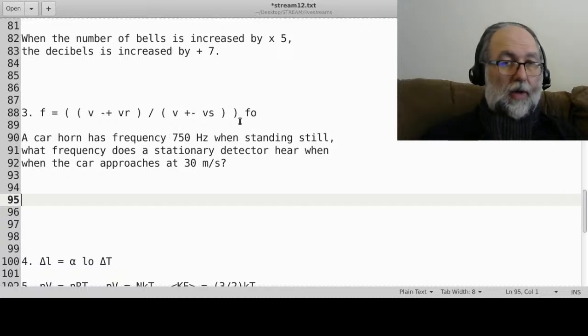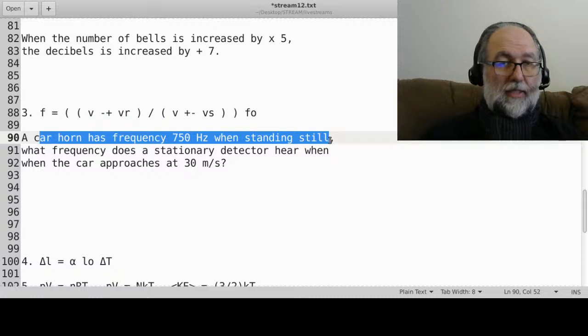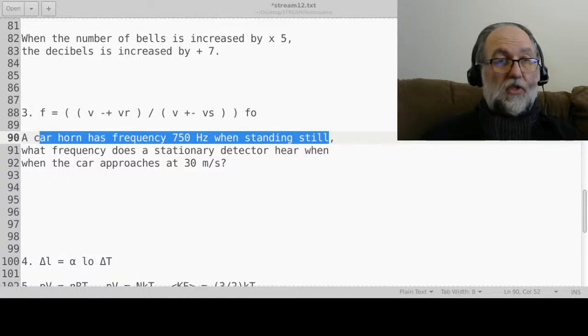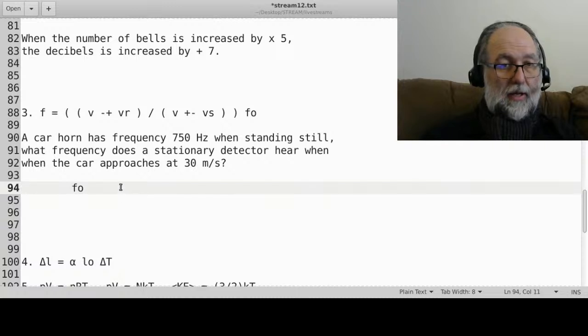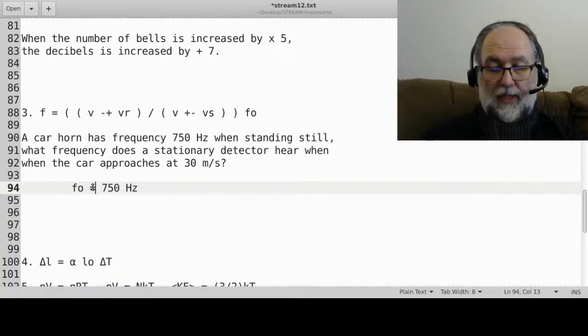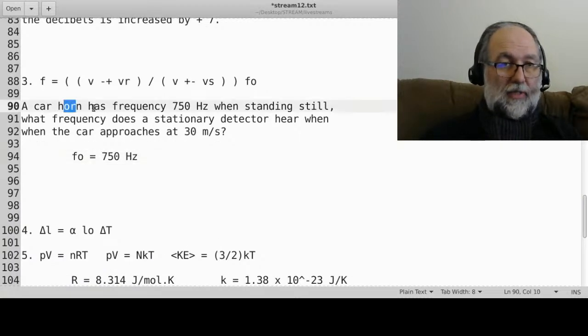All right. Okay, so a car horn has frequency 750 hertz when you're standing still. So f naught is going to be 750 hertz, like that. Okay, so that's the frequency that's heard when everyone's standing still.